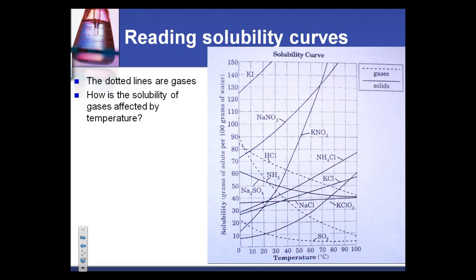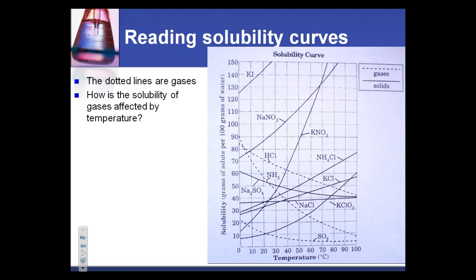Now, the dotted lines are gases on this particular graph. And notice what happens to the solubility of gases as temperature goes up. Those are the ones where the solubility is tanking. So, the solubility of gases decreases with increasing temperature.